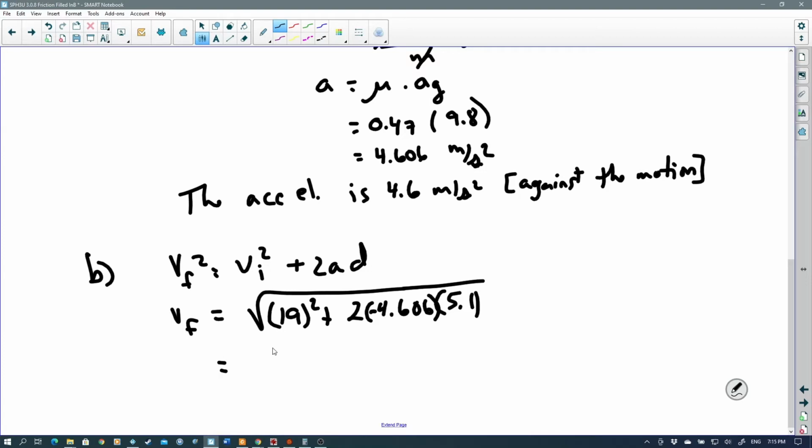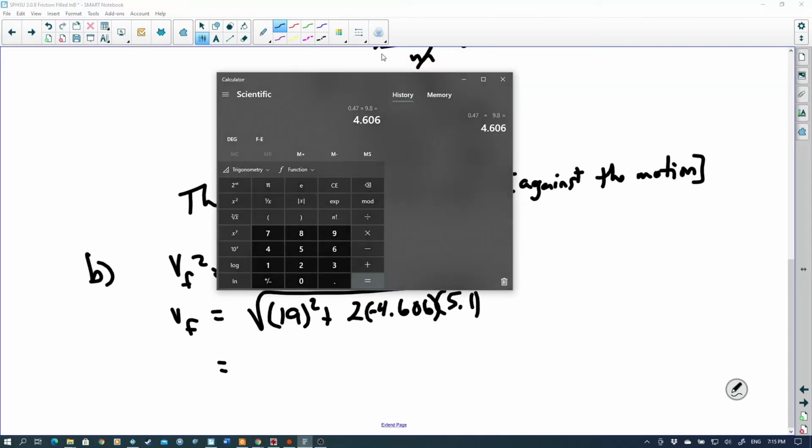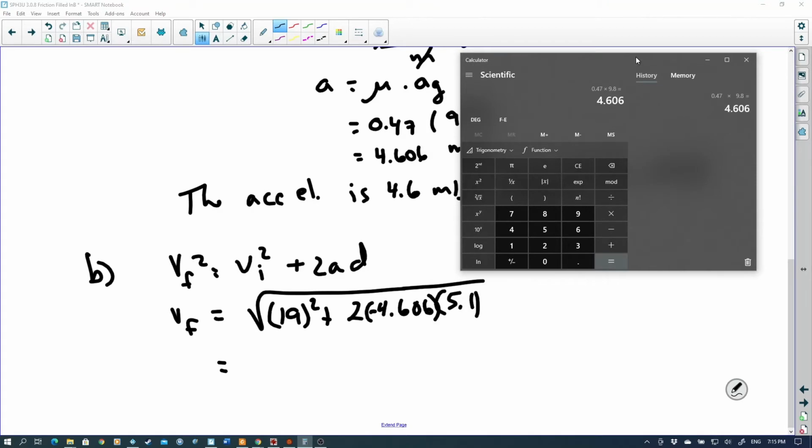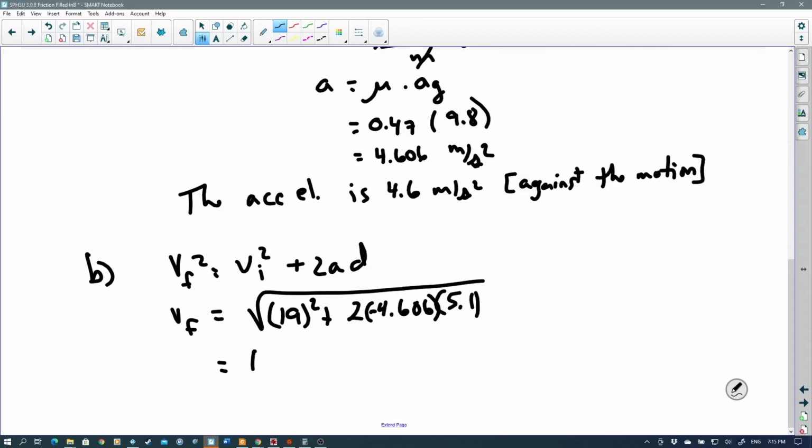So if we square root all of those values, so I believe on this calculator I have to put all of the values in. 4.606 negative times 5.1 equals, and then if I square root that, we get 17.7, which we're going to round off to two significant digits, so 18 meters per second, and it is a positive value, so you just put a positive there to show that it's still sliding in the same direction.